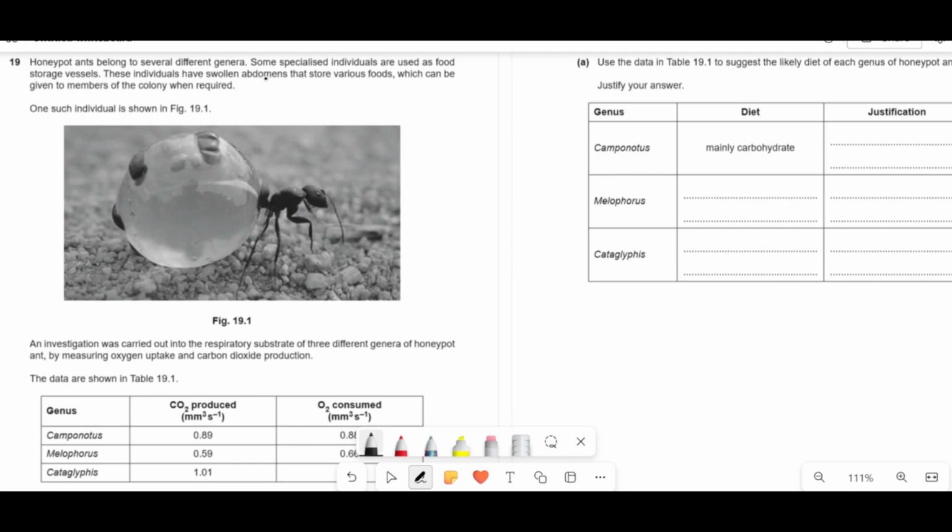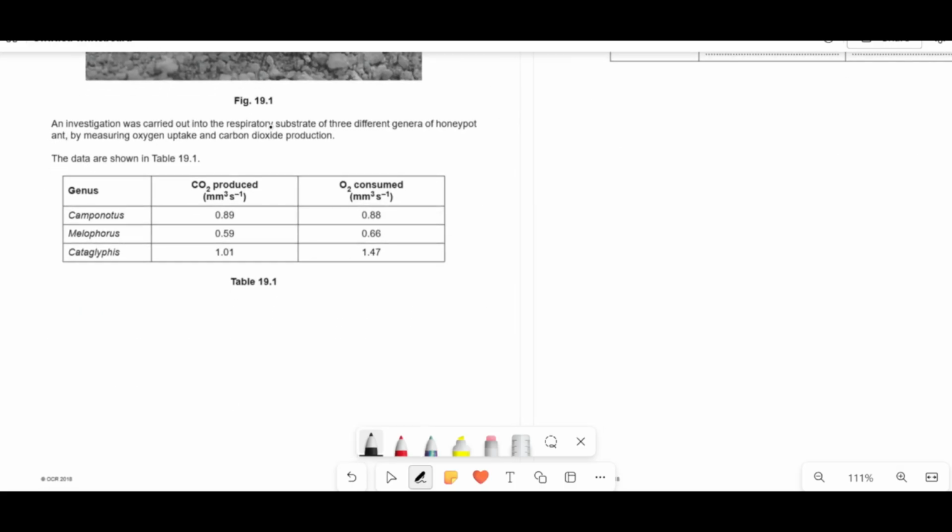Honeypot ants belong to several different genera. Some specialized individuals are used as food storage individuals. These individuals have swollen abdomens that store various foods, which can be given to members of the colony when required. So one such individual is here. It says, an investigation was carried out into the respiratory substrate of 3 different genera of honeypot ant by measuring oxygen uptake and CO2 production.